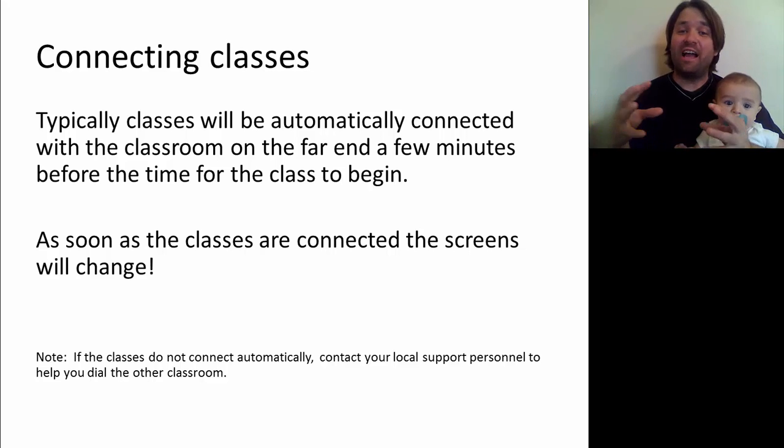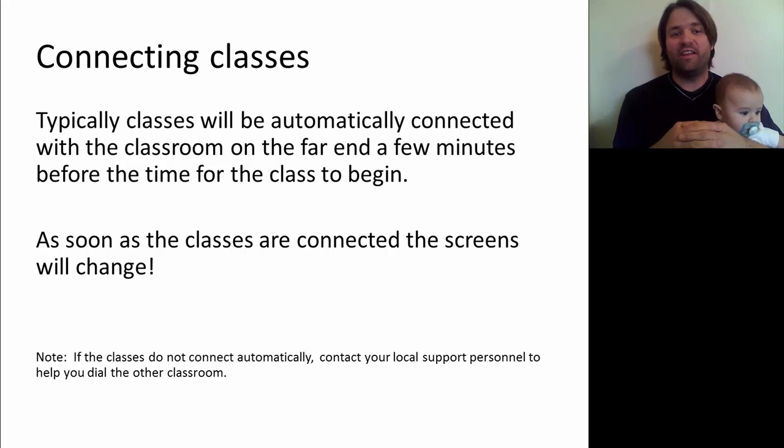So how are the classes actually connected? Well, a call is made via the internet, and it connects the 2 classes, and typically this is going to be done automatically. So you shouldn't have to connect them yourself. It's set up at the beginning of each semester, and the classes should be connected automatically. And usually this happens a few minutes before the official class time. As soon as the classes are connected, you will see a change in the screens.